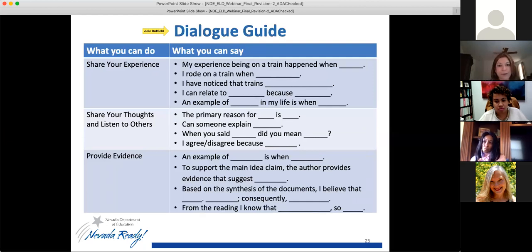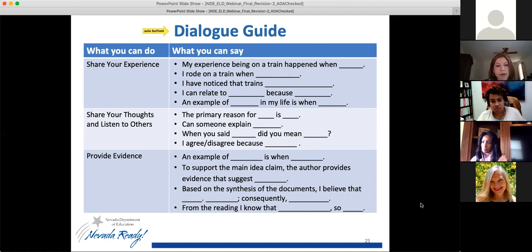Okay, so when we are planning these lessons, we want to really think about what dialogue is being used. What dialogue are we using with our students as the facilitator in the classroom? So what are things we can do? Well, when we share our experience, we provide sentence stems such as: My experience being on a train happened when. I rode on a train when. Or I've noticed that trains. I can relate to and an example of.